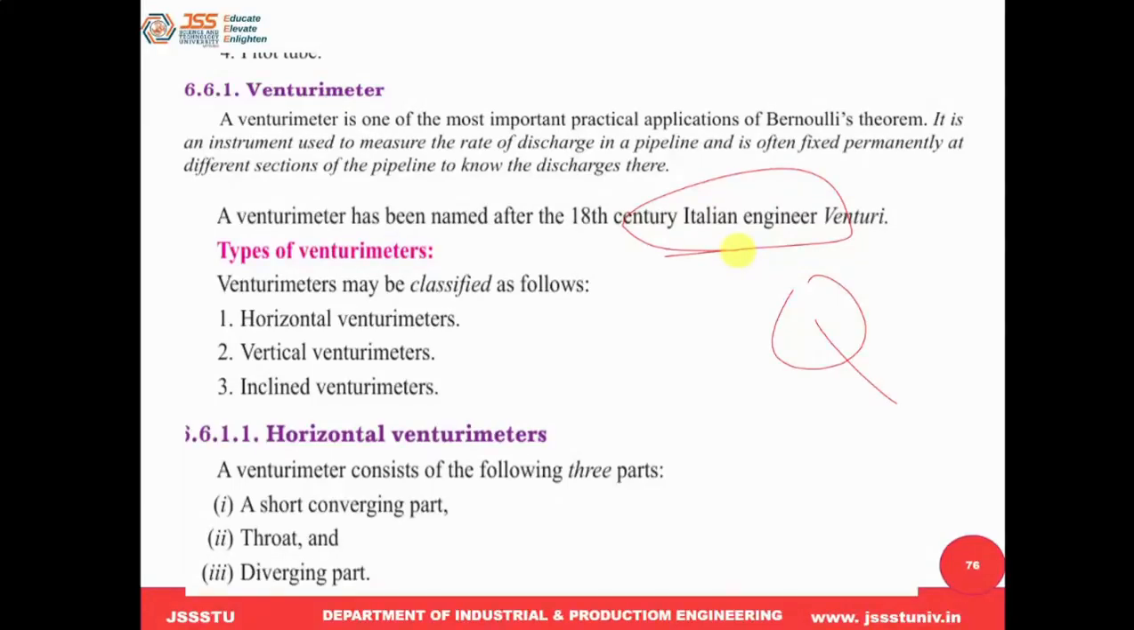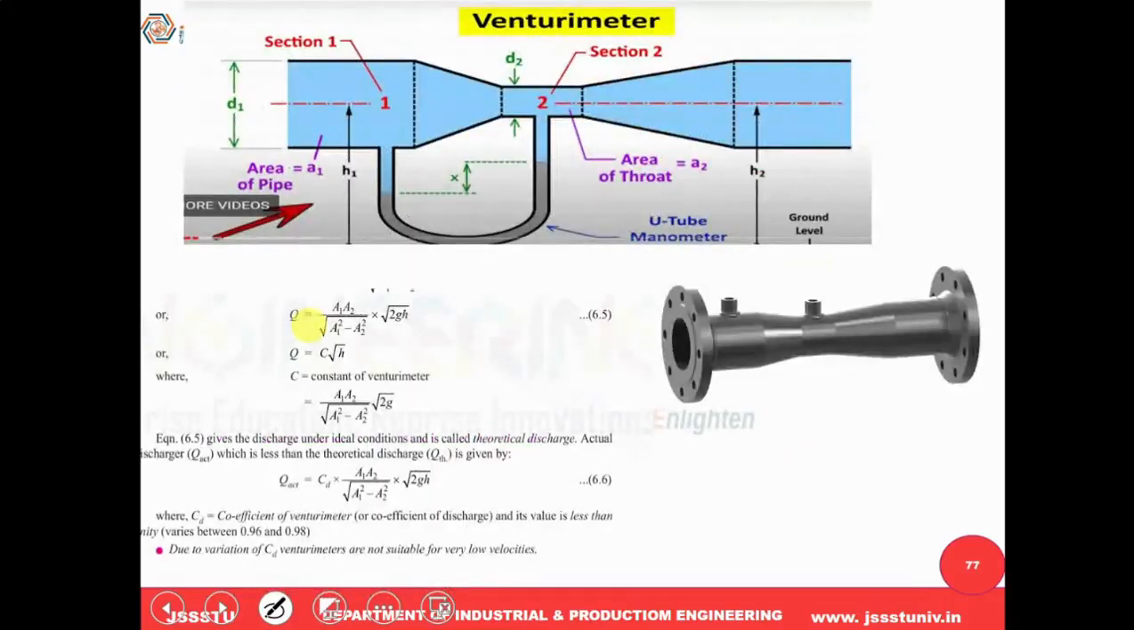In the Venturi meter there are basically three types: horizontal, vertical and inclined, based on the position of the pipe. Suppose the pipe is fixed horizontally, it is a horizontal Venturi meter; vertical pipe, vertical Venturi meter; inclined, inclined Venturi meter. Most popularly we use the horizontal Venturi meter. It mainly consists of three parts. Can anyone recall the names of the three parts?